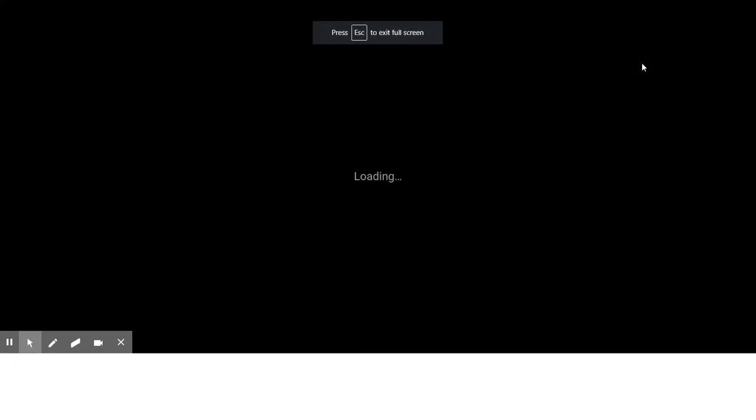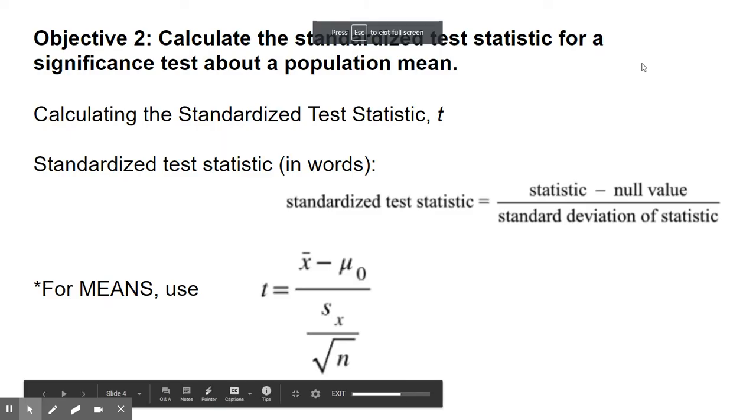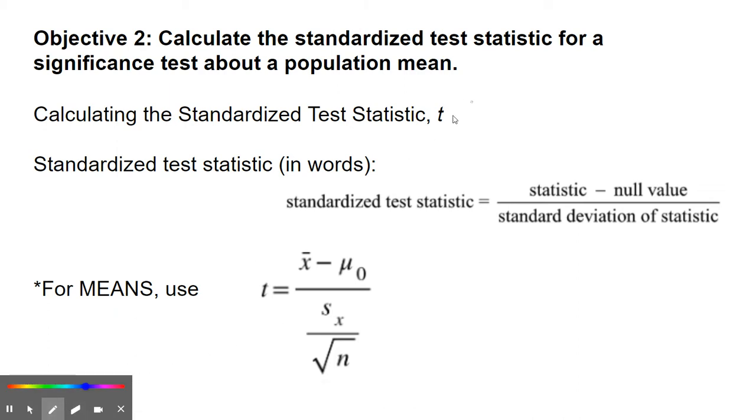On objective 2, now we're going to calculate a standardized test statistic for the population mean. So remember, when you're doing this, you have to use the t-test statistic and not the z. So when you do means, it's the t. All right, so again, it's the statistic minus the null value divided by the standard deviation. So for means, we're going to use this formula right here.